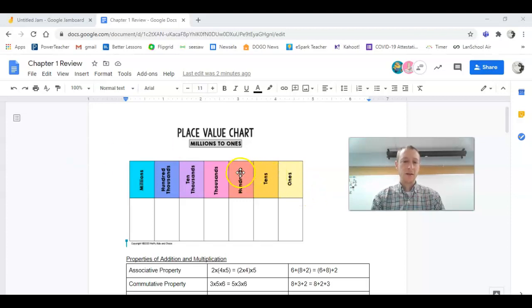Ones, tens, hundreds, thousands, 10,000s, 100,000s, millions. The key thing to keep in mind here is that each time you go up into a new place value, you're multiplying by 10, right? So the tens place is 10 times more than the ones place. The hundreds place is 10 times more than the tens place. And the opposite is true as well. The hundreds place is 10 times less than the thousands place, or 1/10 of.